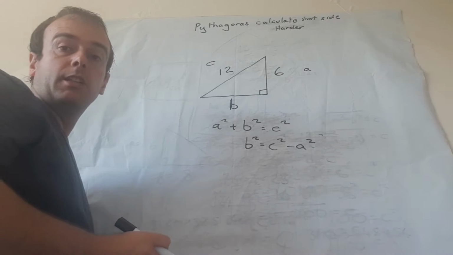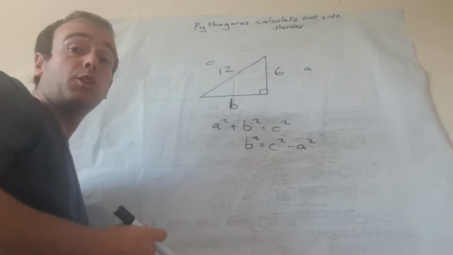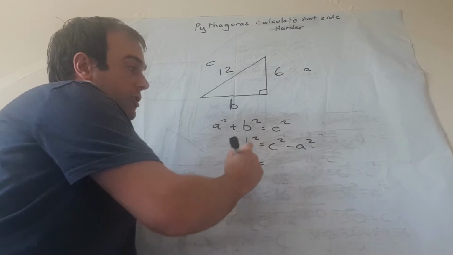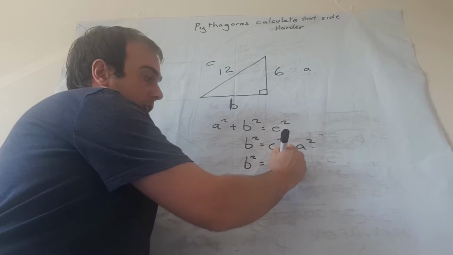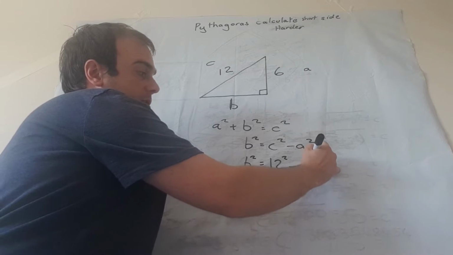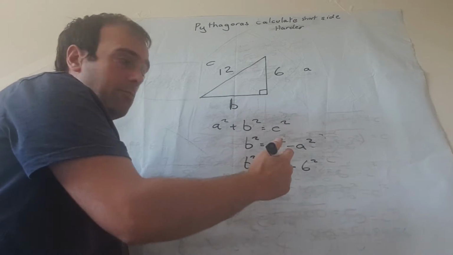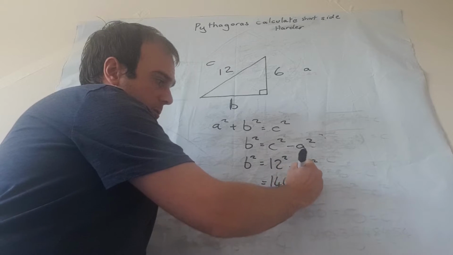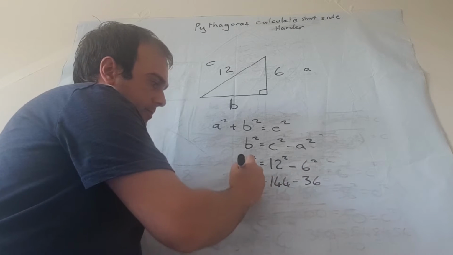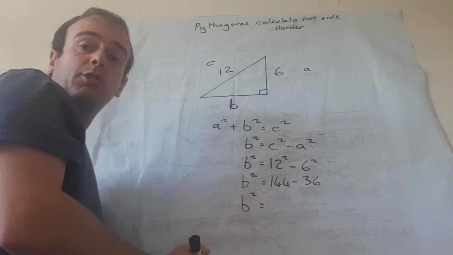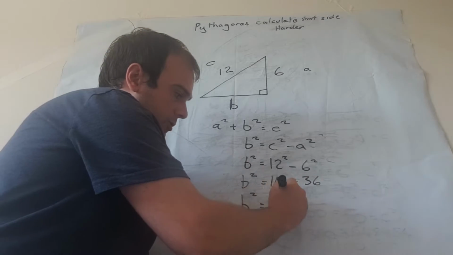So now I'm going to input my values. I'm going to substitute in my values. So I've got B squared still, nothing's changed. C squared is 12 squared minus A squared, which is 6, so 6 squared. And then I'm going to put in the numbers. 144 minus 36. Then I'm going to just calculate that, 108.